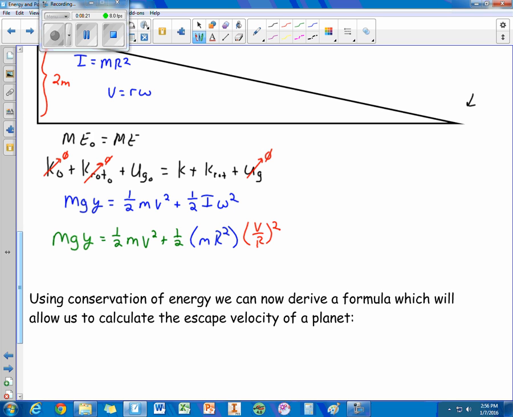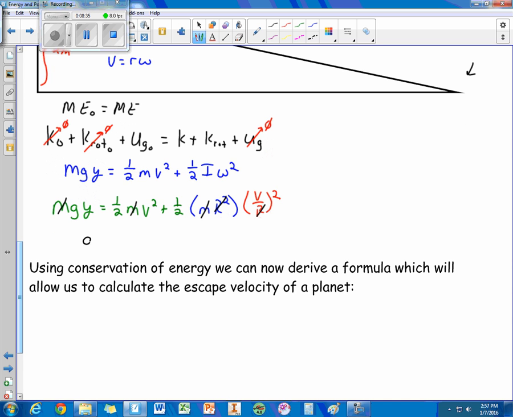I can do that. We can now do some canceling. All of the mass cancels. And for this, I'm going to get an r squared canceling up here. So what I'm left with is this expression right here.